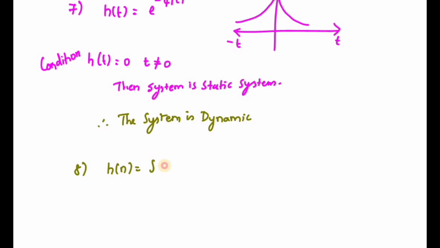Eighth problem, h of n is equal to delta of n. Here the delta of n value is equal to 1 for n is equal to 0 and 0 for n not equal to 0. So here the h of n is 0 for n not equal to 0, right? Therefore, it is a static system. That is a memoryless system.